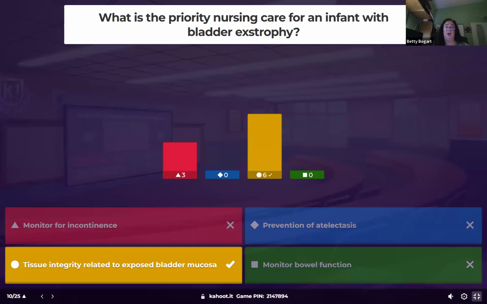Again, our biggest thing is all about tissue integrity for the exposed bladder mucosa and preventing infection and keeping it healthy so we can put it back in and let it work. Because again, it's all connected, it's just born on the outside.